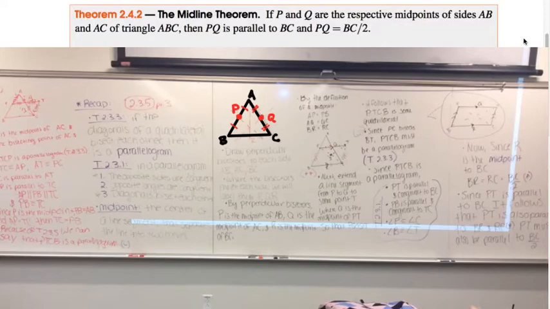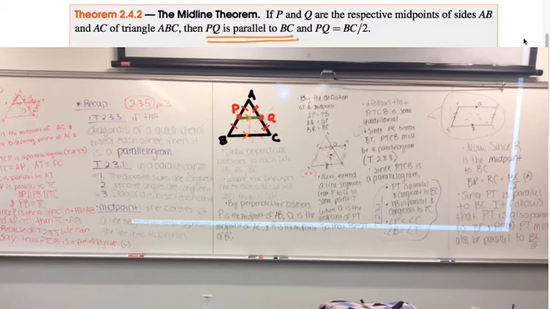So if we take those two midpoints and connect them with a segment, PQ is something we call the midline of this triangle. Then the claim is that, first of all, PQ is parallel to BC. So the first thing that we need to substantiate is why we can draw these little parallel marks in the triangle.